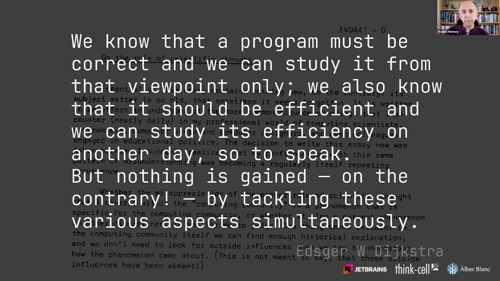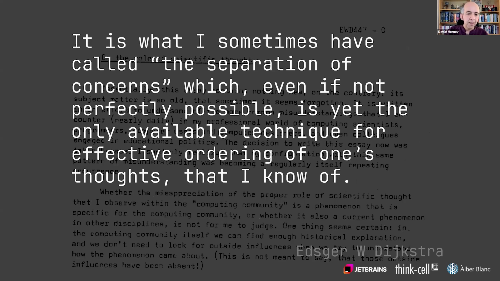I think that's a little bit blunt and a little bit black and white, so I'm not entirely sure that is where we want to go, but he also acknowledges this. "It is what I sometimes have called the separation of concerns, which, even if it's not perfectly possible, is yet the only available technique for effective ordering of one's thoughts that I know of." We're humans. We bring things together. And actually, sometimes it's important to bring things together.